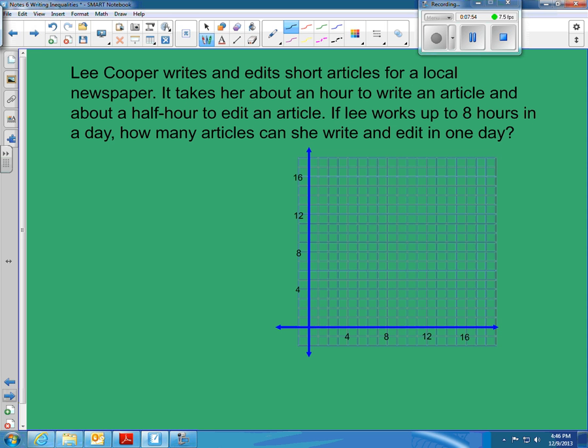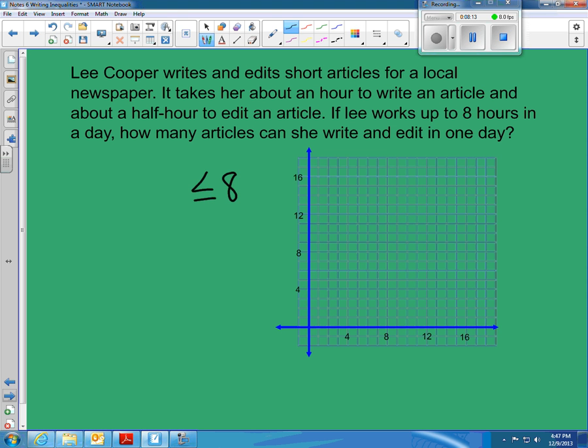Lee Cooper writes and edits short articles for a local newspaper. It takes her about an hour to write an article and about a half an hour to edit an article. If Lee works up to 8 hours in a day, how many articles can she write in one day? All right, she's working up to 8 hours. So again, that's going to be our less than or equal to.